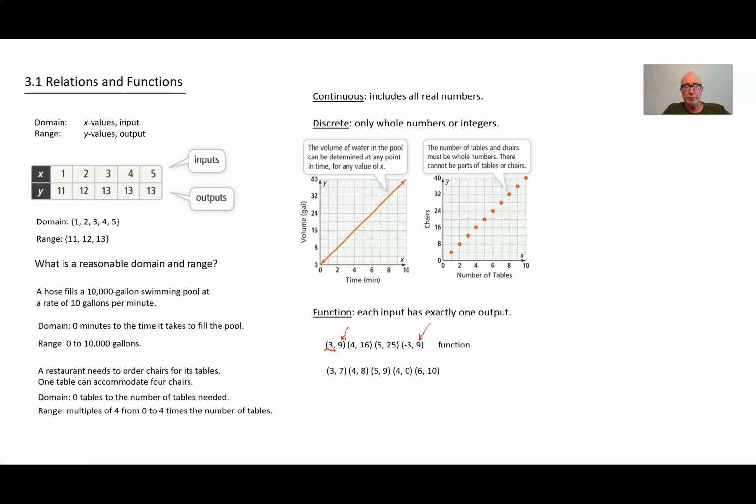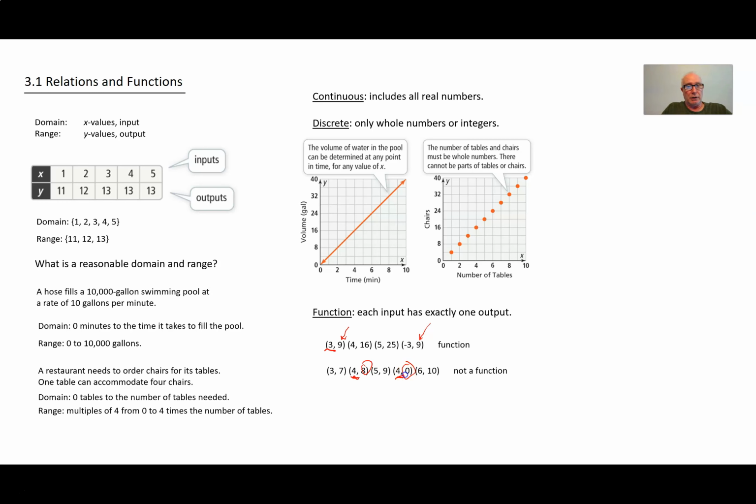Now, in the set of ordered pairs 3, 7, 4, 8, 5, 9, 4, 0, 6, 0, we see that the 4 appears twice. In the first instance, the 4 is associated with an 8. In the second instance, the 4 is associated with a 0. So that input has two different outputs. So that is not a function. So in a function, the y value can appear more than once, but the x value can only appear once.